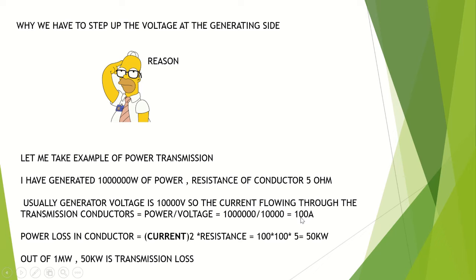Because of 100 amperes, there is power loss in the conductor, because the conductor has a resistance. Resistance will dissipate the power. This is the I square R power loss. This is 50 kilowatt. Out of 1 megawatt, 50 kilowatt is lost in the transmission line. Remember, if 10 kV is the voltage, 50 kilowatt is the loss in the transmission line.